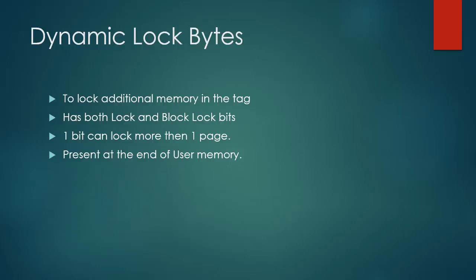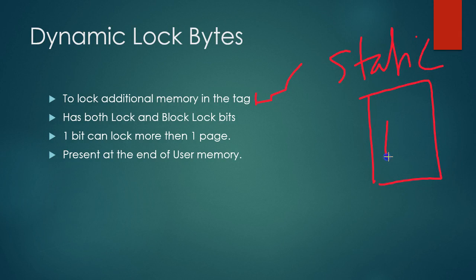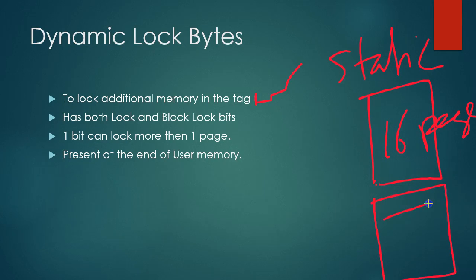So dynamic lock bytes are used to lock the additional user memory. If you compare this with the static lock, the static lock is used to lock the first 16 pages, whereas this NTAG203 has got more additional user pages, so we need some mechanism to lock these pages as well, and that's the purpose of these dynamic locks.